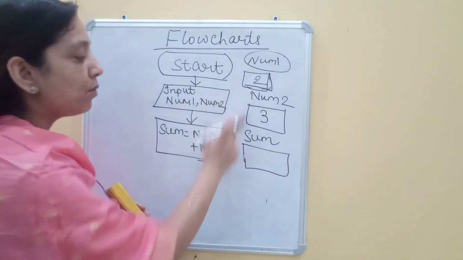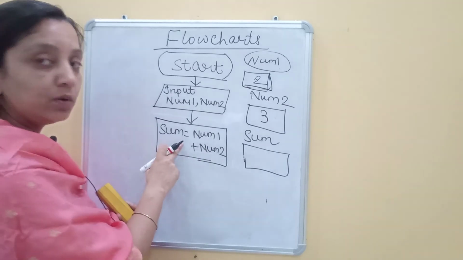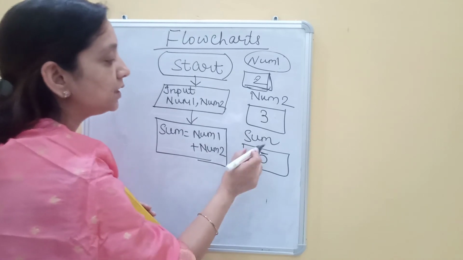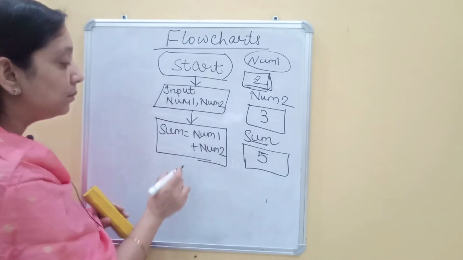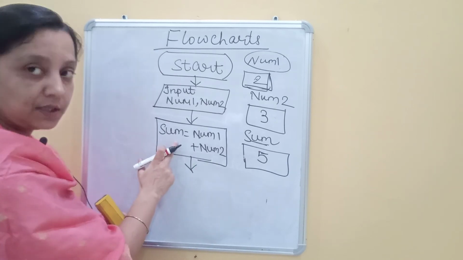Okay. So the sum of num1 and num2 is now stored in a variable known as sum. Num1 plus num2 will give you a value 5. That is, 5 is stored in the sum variable. Okay. This task is done. We have done the calculation in the processing box.